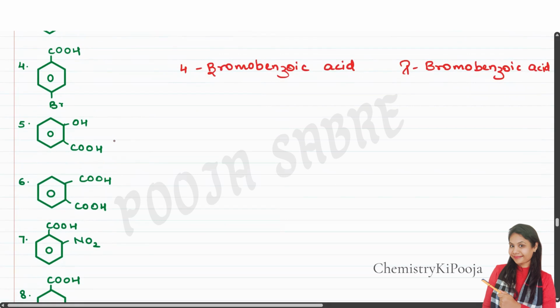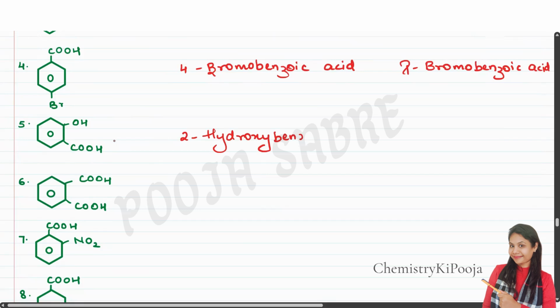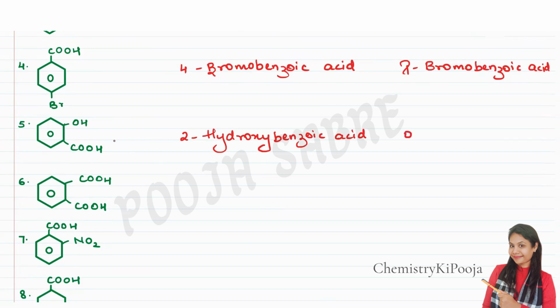The fifth question, it is again the same thing. 2-hydroxy benzoic acid. Over here, this will be ortho. And if OH and COOH are on the adjacent position, we call it salicylic acid. Okay, this becomes salicylic acid.